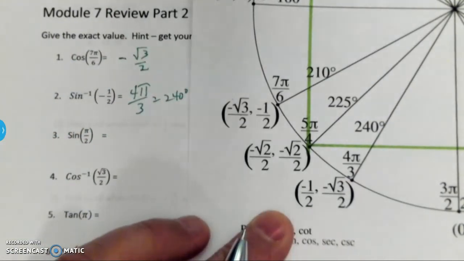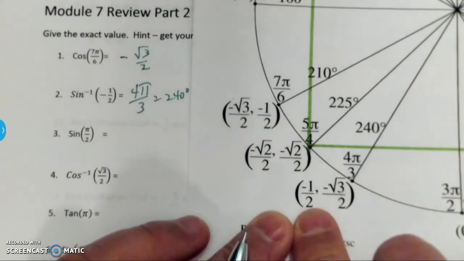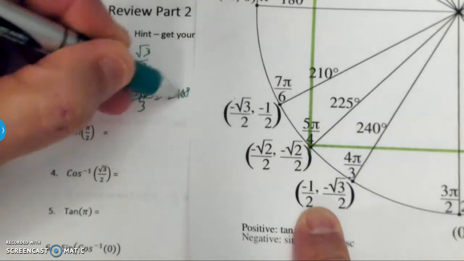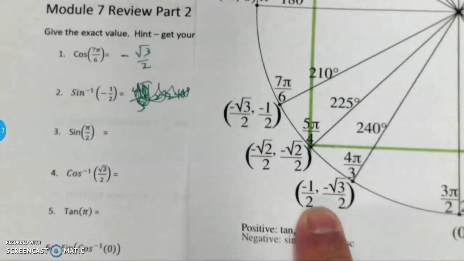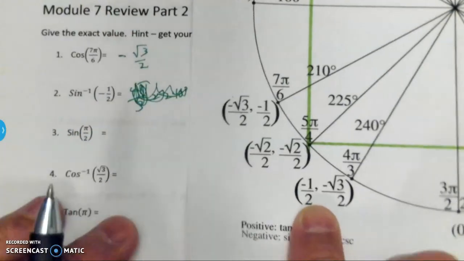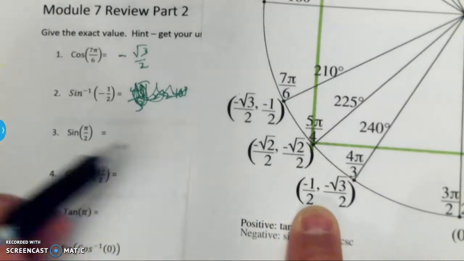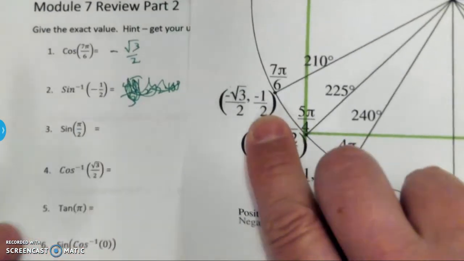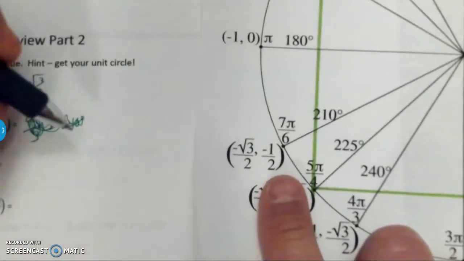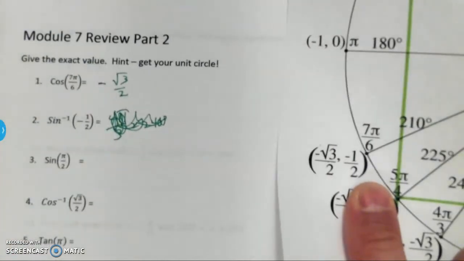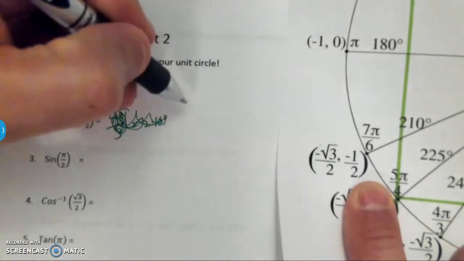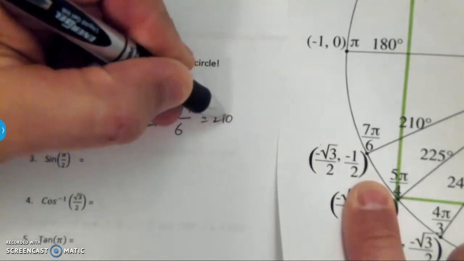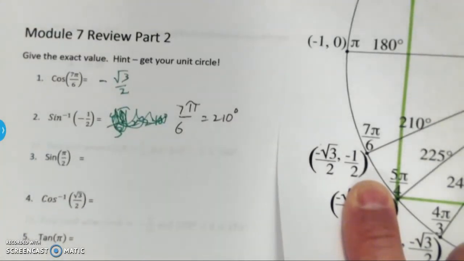4 pi over 3, which is equal to 240 degrees. But you might say to yourself, that's the x coordinate. So we're going to just scribble that up. Luckily enough, we're writing in pen. Now, don't do what I did. Sine, you want the y coordinate, not the aforementioned x coordinate. So what that really wanted to be was 7 pi over 6, which is the same thing as 210 degrees.